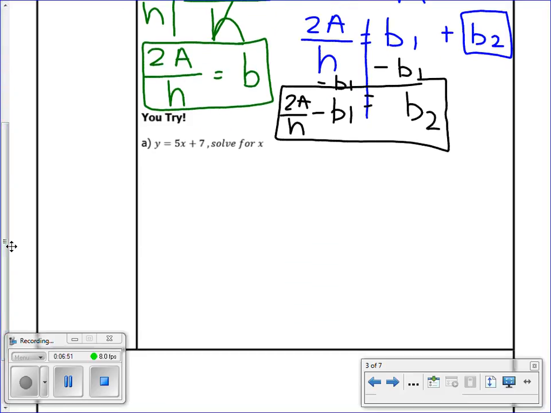And that one's a challenging problem. Now on to the you try, letter A. It says solve for x. So we have y equals 5x plus 7.